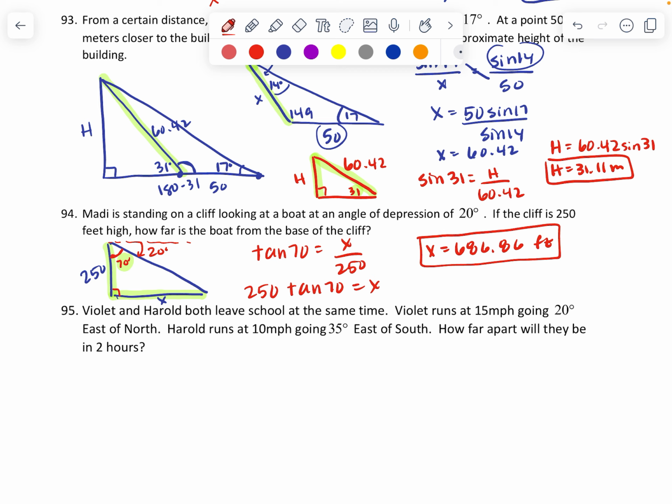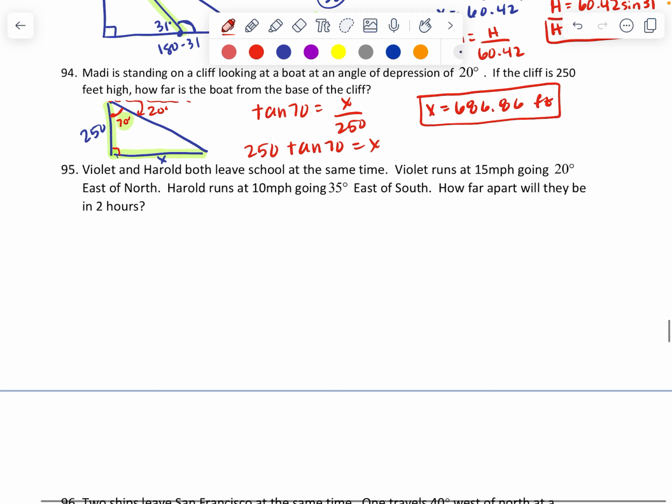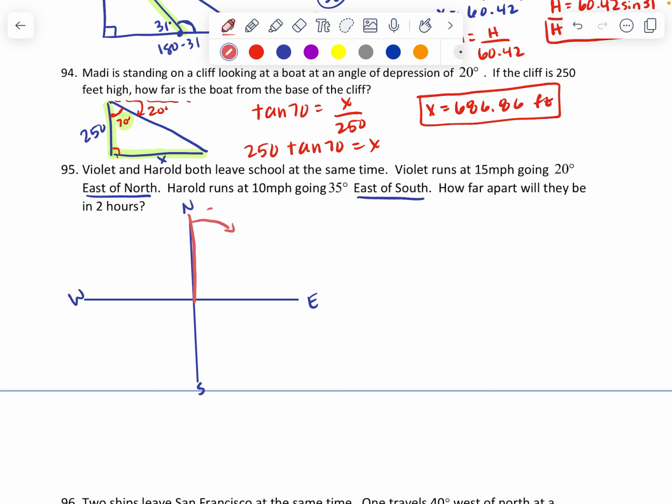Okay. All right, Violet and Harold are leaving school at the same time. So I see these little coordinates here. So I'm going to make myself a compass. Remember, this is north, south, east, west. Okay, and it says that Violet runs at 15 miles an hour going 20 degrees east of north. Well, this is north. If she's going 20 degrees east of that, that's going to be in the east direction. So this is going to be 20 degrees. So this right here is the direction that Violet is going. I'm just going to label it V.